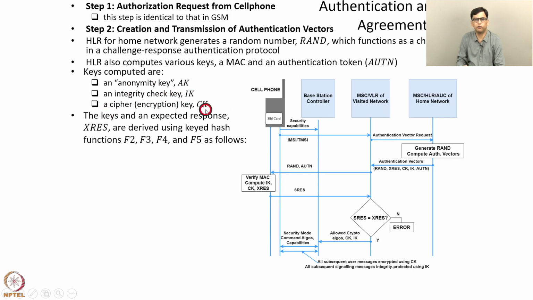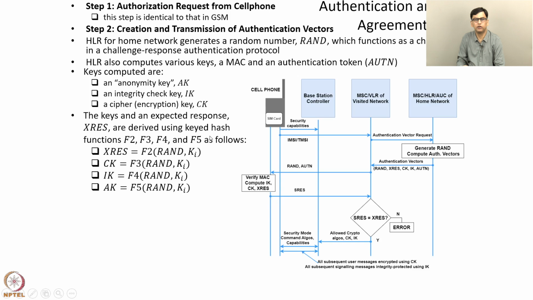The keys and an expected response or XRES are derived using keyed hash functions f2, f3, f4 and f5, which are as follows. XRES is f2 of RAND comma Ki, where Ki has the same meaning as in GSM. It is a secret which is only stored in the SIM card and in the MSC HLR. So XRES is the expected response. XRES is the correct response from the SIM card. We'll see later that the SIM card responds with SRES, which is the signed response, and the authentication of the cell phone to the network is successful only if SRES equals XRES. So the check is performed in this step.